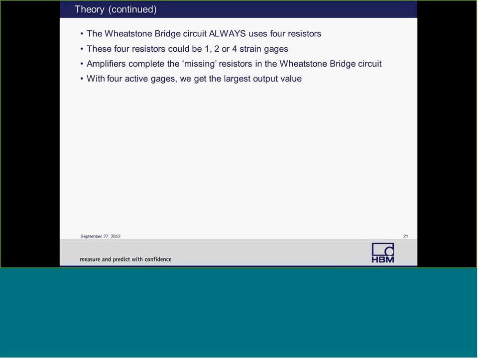Now the Wheatstone Bridge circuit always uses 4 resistors. These 4 resistors could be 1, 2, or 4 strain gauges. And what that means is that the amplifier making the measurement usually completes the missing resistors in the Wheatstone Bridge. So we would either have 1, 2, or 3 completion resistors. When we're using 4 active gauges, we get the largest output value.